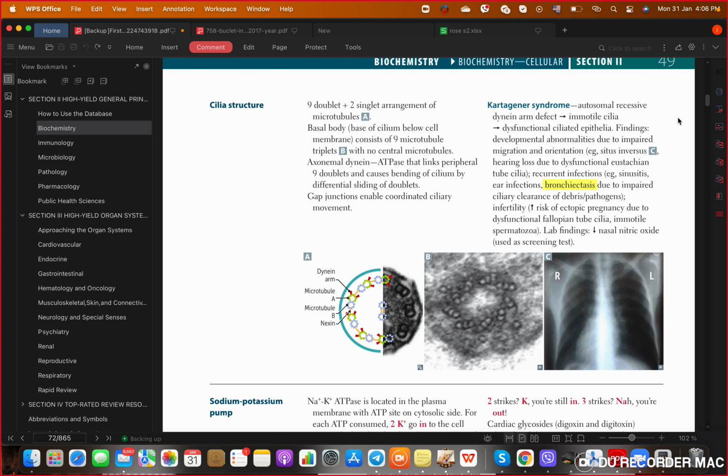Kartagener syndrome. Autosomal recessive dynein arm defect. Can you tell me what is situs inversus versus what is dextrocardia? Why can a patient with Kartagener not have children? Why do they have bronchiectasis?